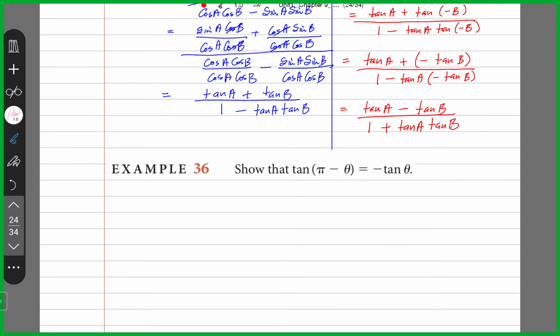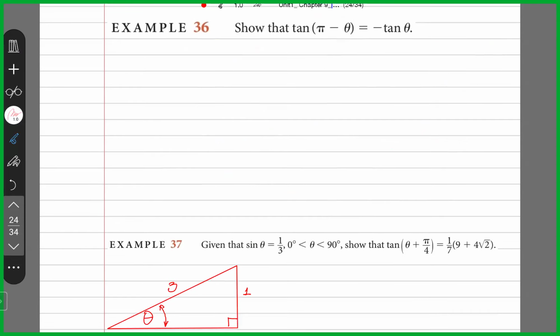Example 36. And then we'll have a go at 37 as well. We're to show that the tangent of pi minus theta is equal to minus tan theta. Well, the tangent of A minus B is equal to tan A minus tan B over 1 plus tan A tan B.